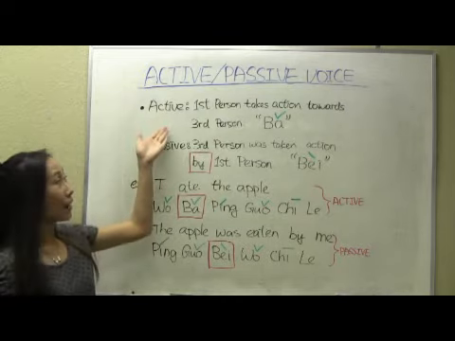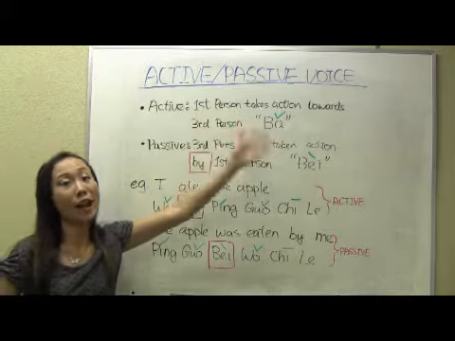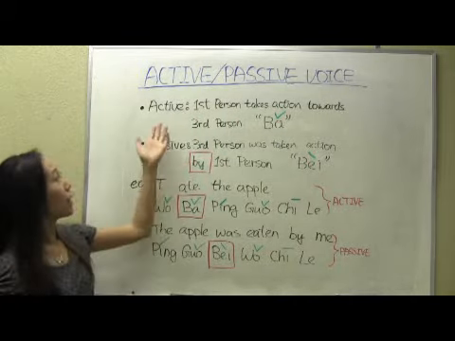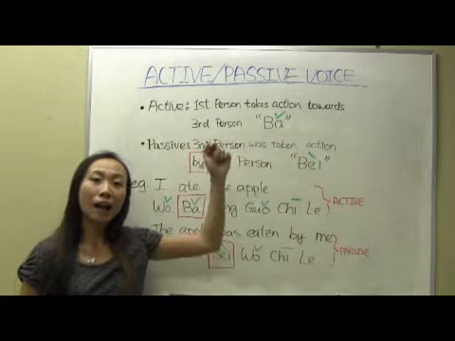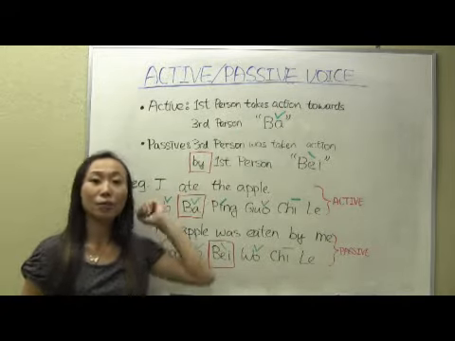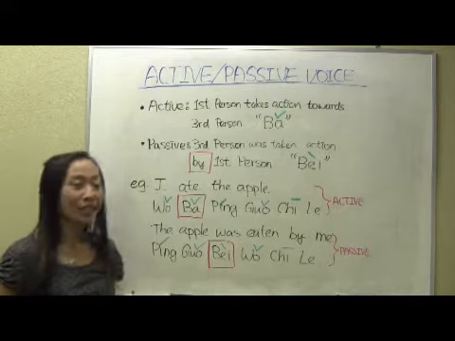First of all, active voice, which means the first person singular takes the action towards the third person. And in Chinese, for the active voice, you can figure it out by the word 把. When you see the word 把 in the sentence, it is using the active voice.